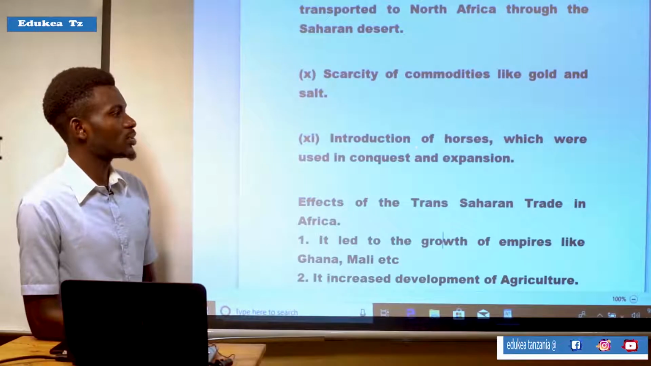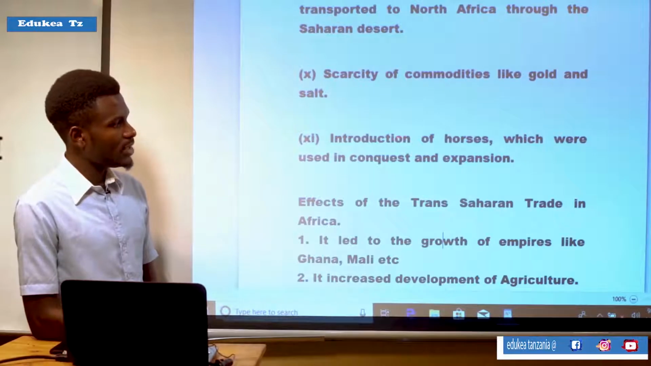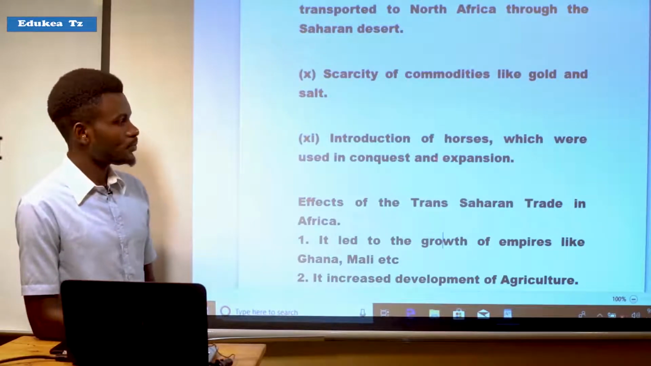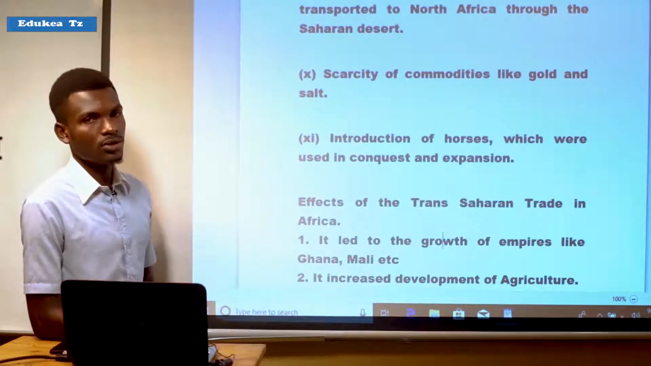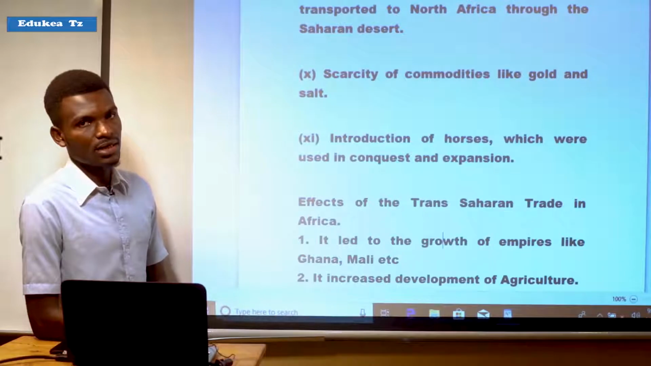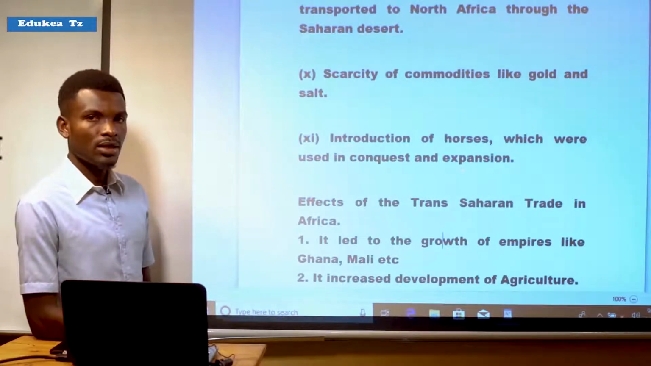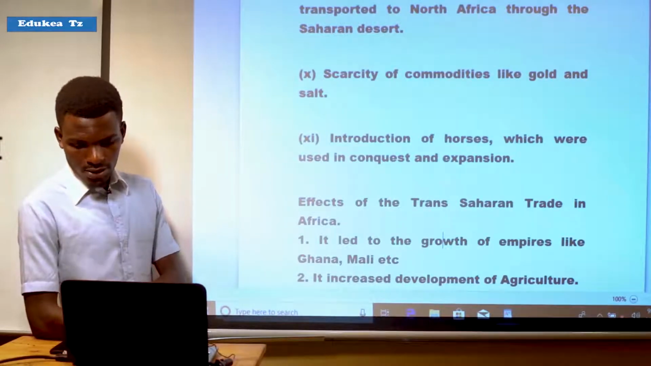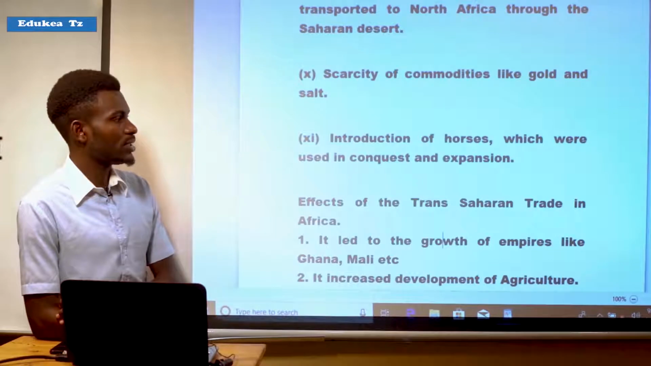And the last one was the introduction of horses, which were used in conquest and expansion. It means that the introduction of horses was an alternative used in conquest and expansion. Horses were used by the armies or the military to conquer and expand territory in the region, and that meant the development of the transatlantic trade. So these were the factors that necessitated the development or growth of transatlantic trade.